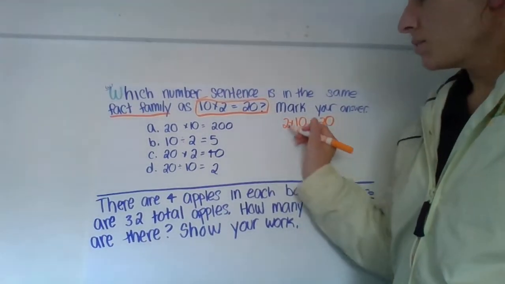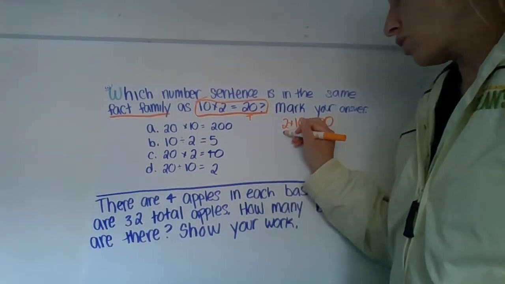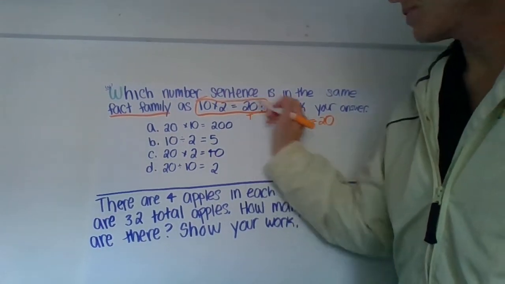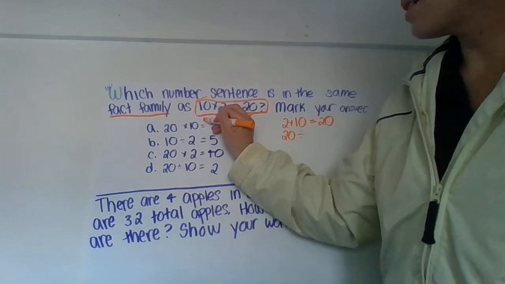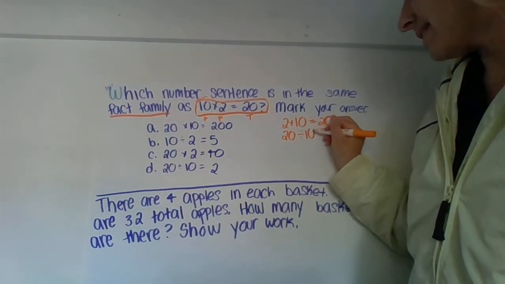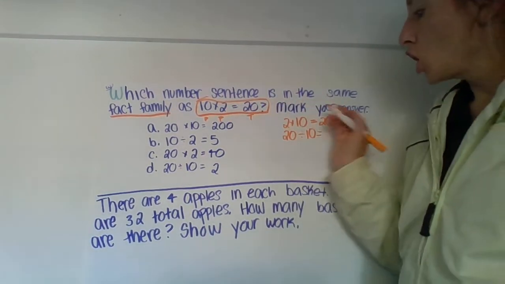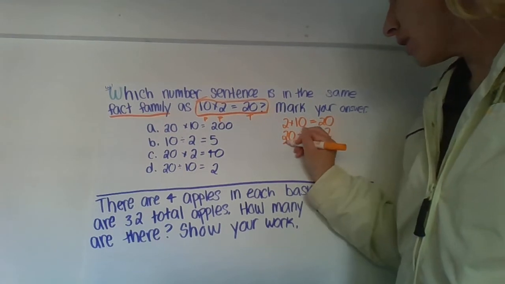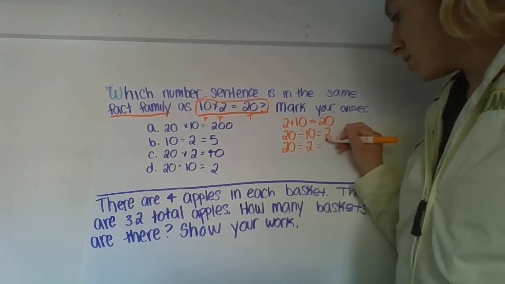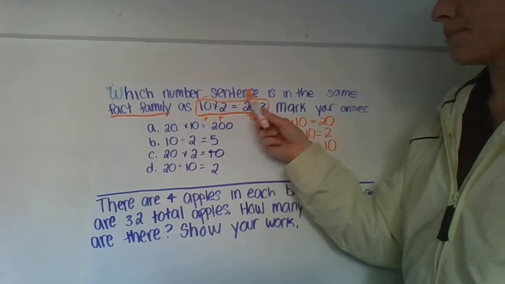Now, how about division? Well, I know that this is the total, and I know that with division, I always start with the total. So 20 divided by what? Well, this is the total. These are the parts. So I can do 20 divided by 10 equals, what would the answer be there? 2. Or 20 divided by 2 equals 10. And all of those represent the same group of numbers.